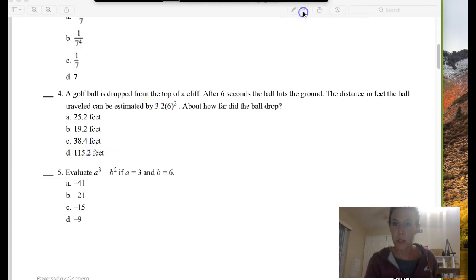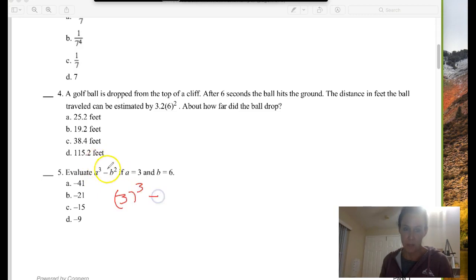Okay, so just make sure you understand that parentheses means multiply there. Evaluate this, and they tell us A is 3 and B is 6. So if I have A cubed minus B squared, make sure you plug everything in correctly and be careful of double negatives, all right? So I'm going to plug in 3 for A, and 3 gets cubed.